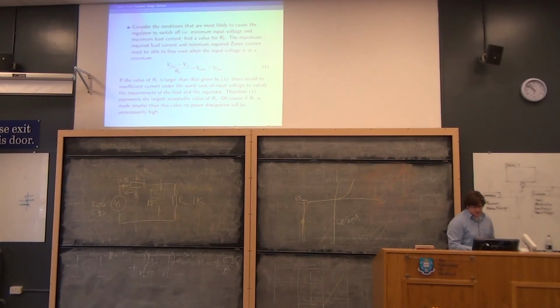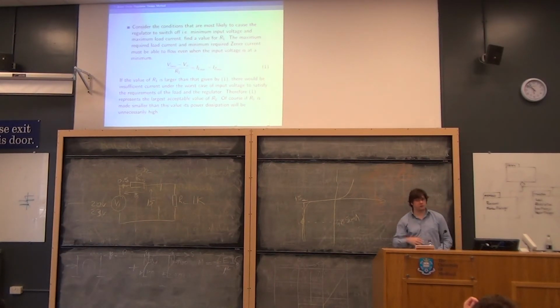So yes, if the value of R1 is larger than the value given by equation 1, there will be insufficient current under the worst case of input voltage to satisfy the requirements of the load and the regulator, which is what I just said. Therefore, equation 1 represents the largest acceptable value of R1. Of course, you could have it smaller. So usually you jiggle this equation to give you the value of R1.